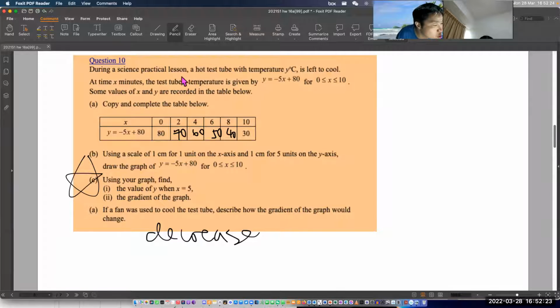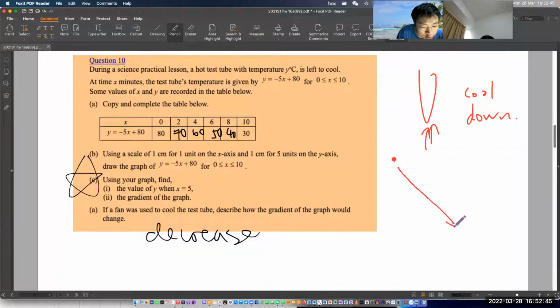So during a science practical lesson, a hot test tube with temperature. Basically, over here you are doing an experiment, and you have this test tube, and after burning it for some time, you leave it to cool down. Cool down means you start from a hot temperature, and then the temperature comes down. So here, if you read here, right?